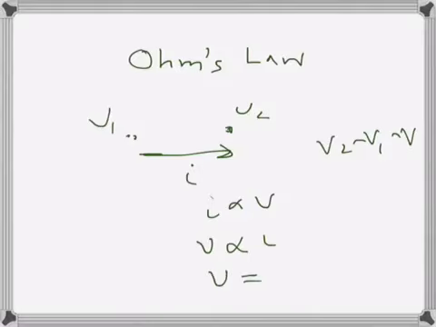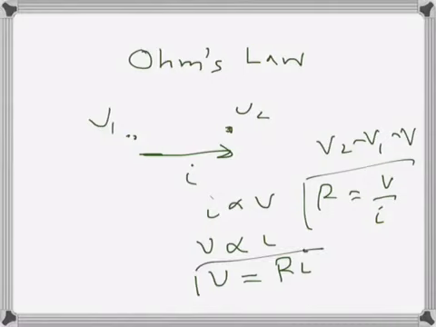So V is equal to, if we want to equate it, the proportional constant is R, which is called the resistance. So R is equal to V over I, that's Ohm's law, or V is equal to RI. This is known as Ohm's law.